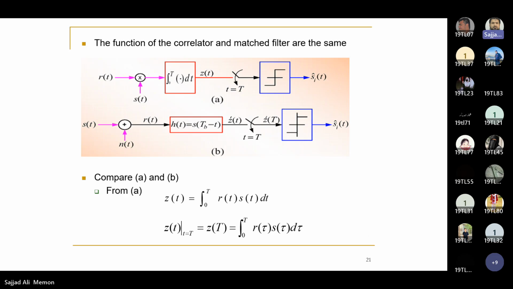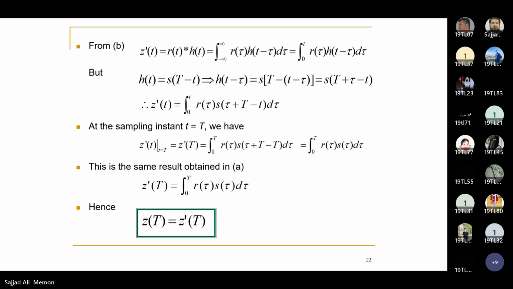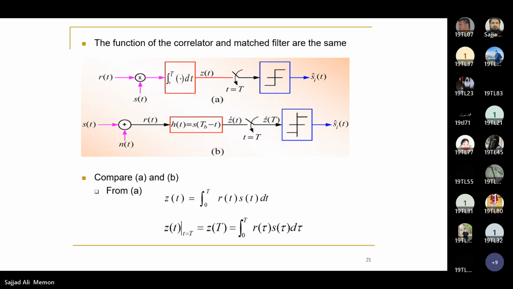So the function of the correlator and match filter are the same. Whether we go with the match filter or we go with the correlator, both have the same output. That is z of t will be equal to this one, r of t and s of t, and this is equal to r of tau and s of tau. So from B and A, if you compare both, they both give you z of t is equal to z dash of t. That means correlator function and match filter have the same output. So it is in the hands of the designer whether to go with the match filter or with a correlator.